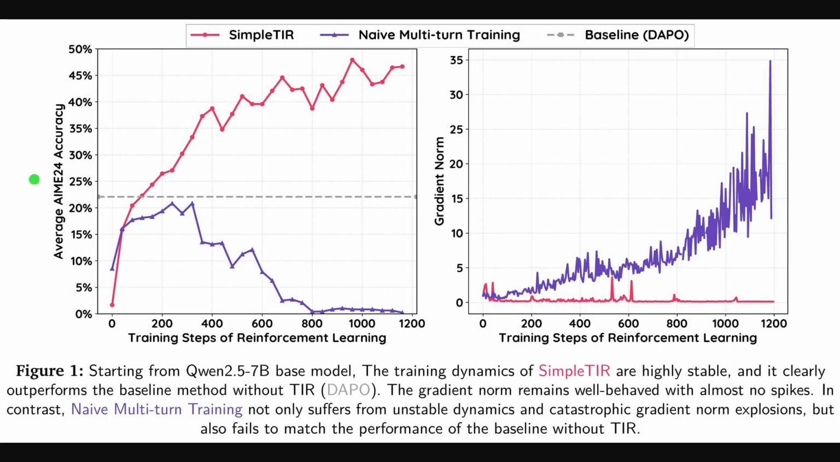Alright, Figure 1 makes the point concrete. Filtering trajectories with void turns stabilizes training and lifts accuracy. The left panel shows AIME24 accuracy rising steadily for SimpleTIR, while the naive multi-turn setup climbs briefly then collapses, which signals failure under tool-induced drift. The right panel tracks gradient norm, a measure of update size, and it stays flat for SimpleTIR, but explodes for the naive setup. These curves illustrate why stable updates matter for multi-turn tool use.